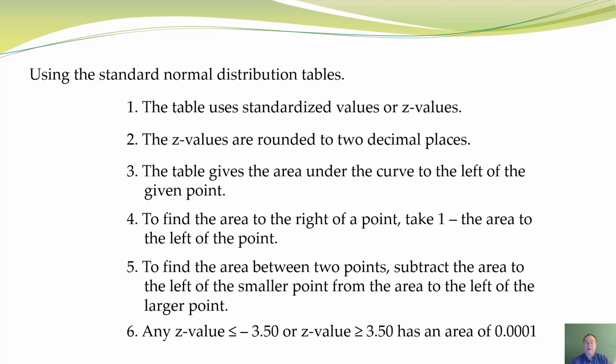Okay, any z-value less than or equal to -3.50 or greater than or equal to 3.50 has an area of 0.0001. In other words, we said the curve is never going to touch the horizontal axis, so there's always going to be some small area out there. And once you get past negative 3.5 or positive 3.5, we're going to call that area 0.0001.